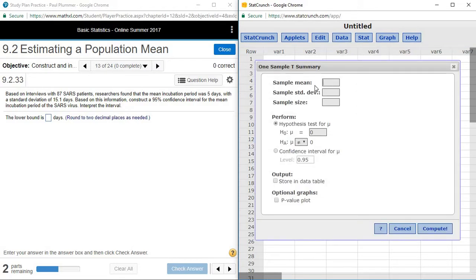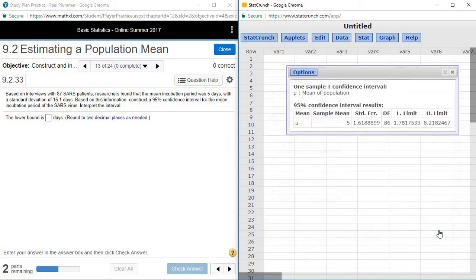In this package, we just need to enter the sample mean. So the sample mean was 5 days. The sample standard deviation was 15.1. And the sample size was 87. Once those are entered into the correct boxes, we're going to select confidence interval. We're going to make sure that the level down here matches our problem, 95%, so 0.95, and then press compute.